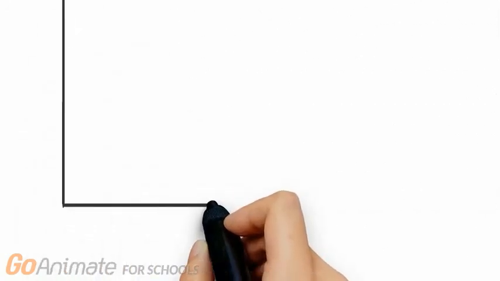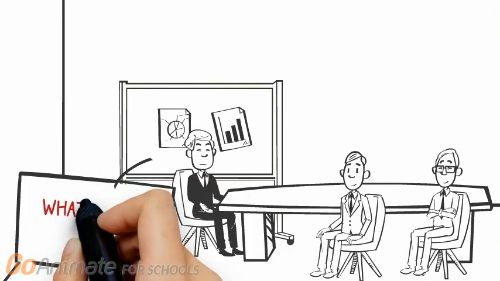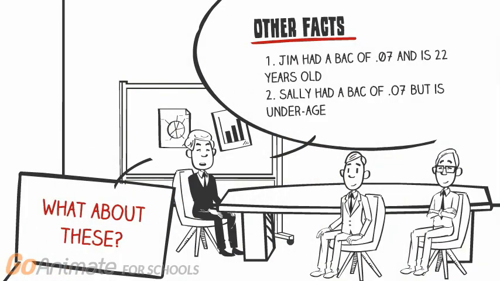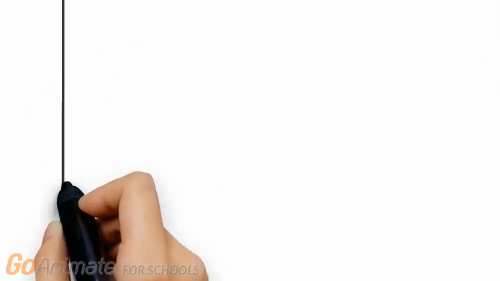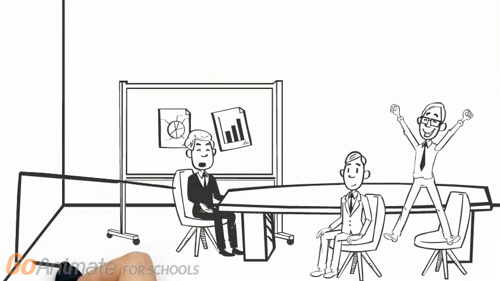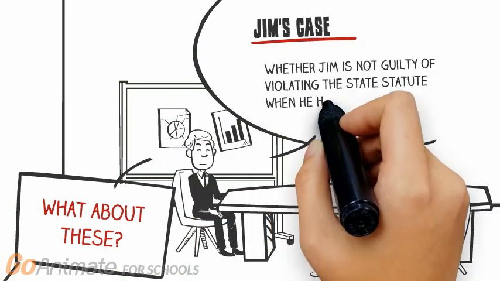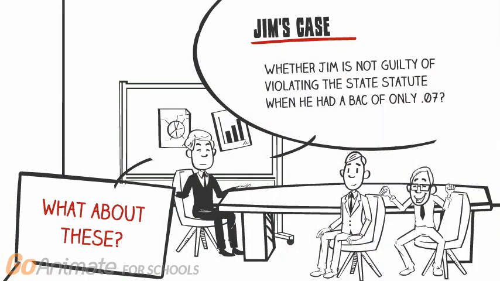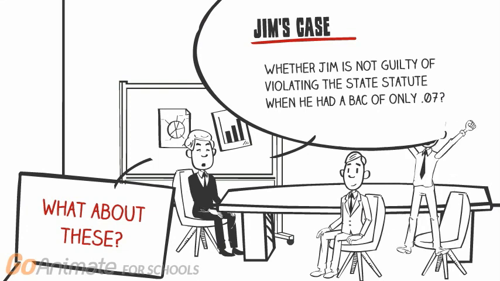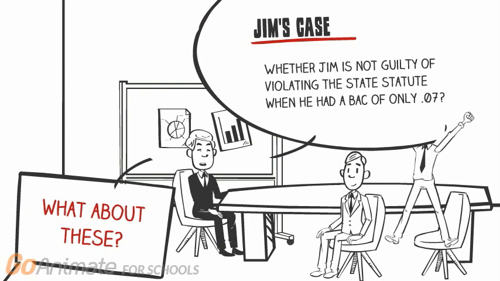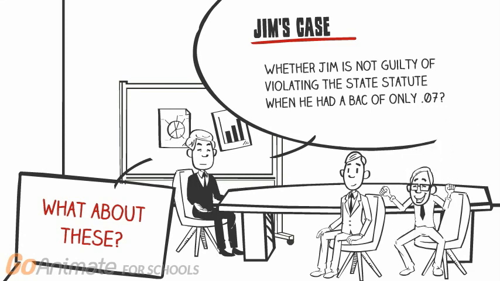Well, what if you change the facts? How does that change your legal issue? What about the case of Jim, where someone has a blood alcohol content of 0.07 and is overage, 22 years old? And what about the case of Sally, who's got a lower blood alcohol content of 0.07 but is underage? So in Jim's case, we have a change of facts, which is that he is not legally drunk. So we would ask whether Jim is not guilty of violating the state statute that we discussed when he had a BAC of only 0.07. So that's how the changes in facts change your issues.